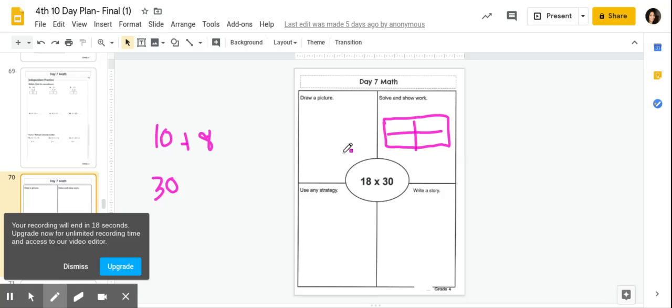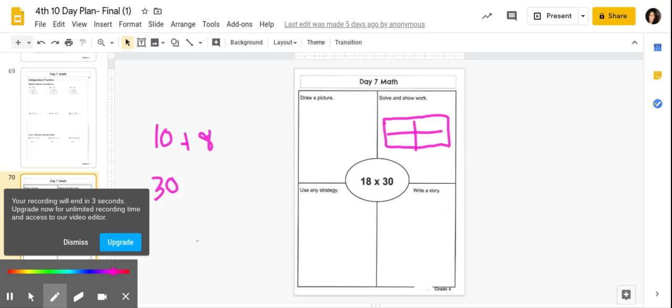Okay, and then draw a picture. So again, you can draw 18 people with 30 pieces of candy or 18 bags of 30 apples in each. You can do standard algorithm here to multiply and then write a word problem here to show that you could solve the problem that way.